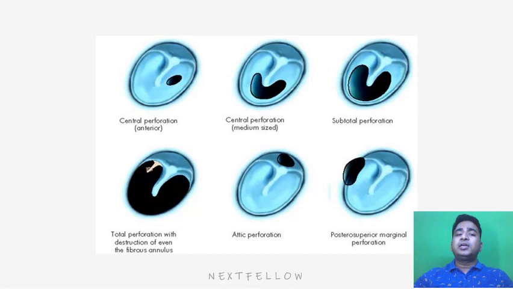This is a diagram showing the type of the perforation. So see, this is my central perforation. What do you mean by central? That my perforation has margins all around, with the pars flaccida and pars tensa.